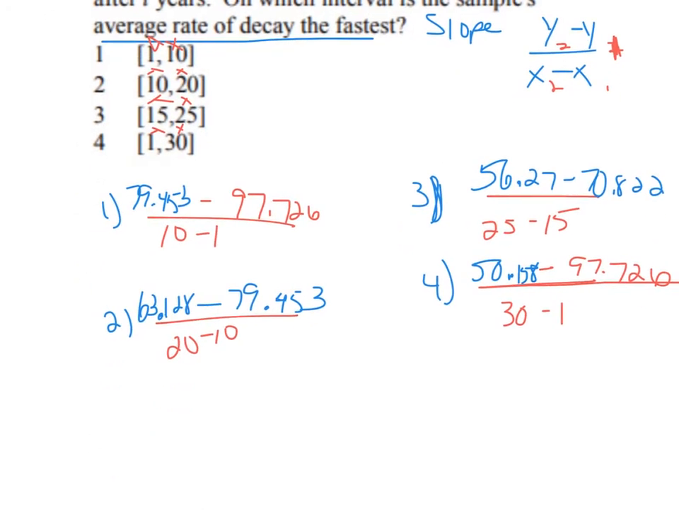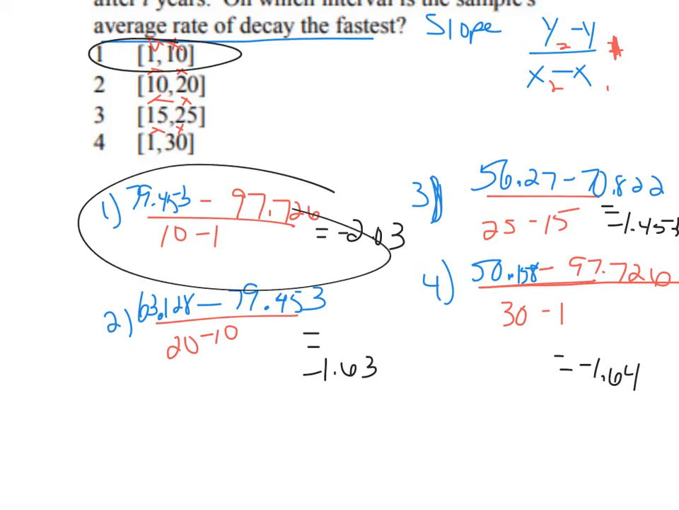So type all these in into your calculator with the regular screen, alpha y equals. You're going to get negative 2.03 for this guy. You'll get negative 1.63 for this guy. You'll get negative 1.64 for him. And for choice 3, you'll get negative 1.455. So the one with the largest average rate of decay would be choice 1, because that's the biggest negative.